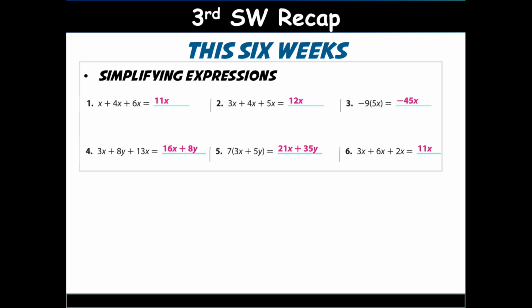Now in this one, what you would do is you would multiply that negative 9 with that 5. And that x pretty much just comes along for the ride, that variable. So you would do 9 times 5, which is 45. And of course, don't forget the rule. A negative times a positive is a negative. So you would end up with negative 45x.